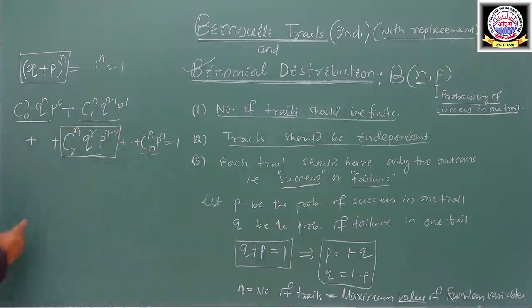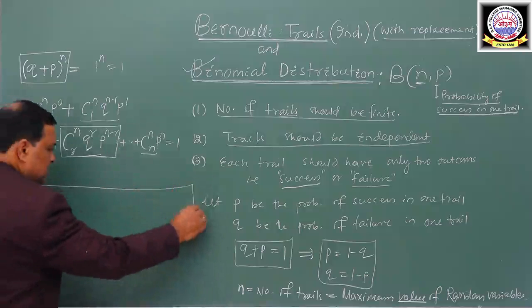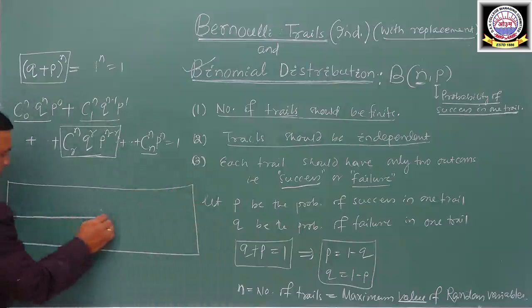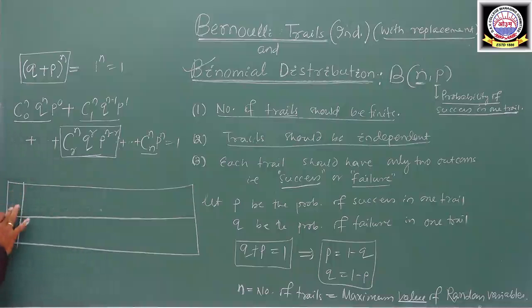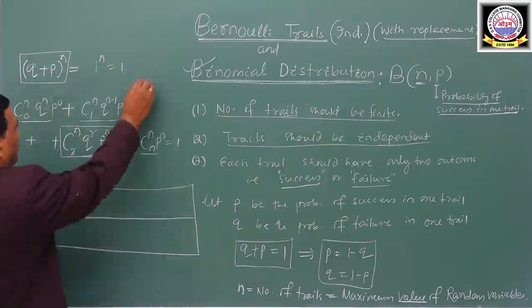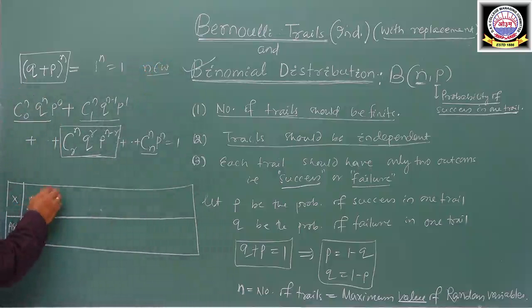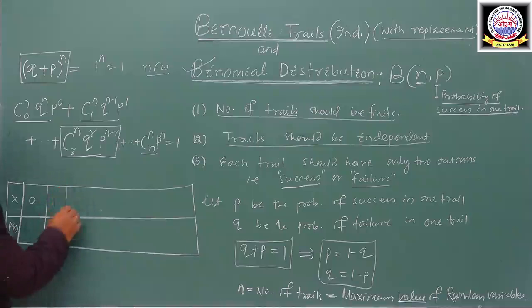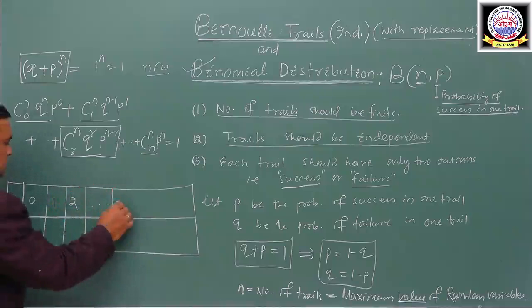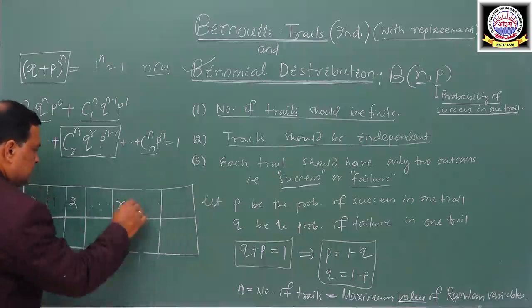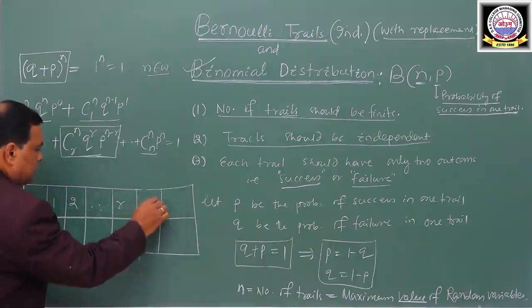And if I put this in a table, this is called the binomial distribution, or probability distribution table with the help of binomial. Here is the random variable x, and here its probability. I put x equal to 0, since it is a whole number, you can put 0. So starting from 0, then 1, then 2, and so on up to r, and then up to n.